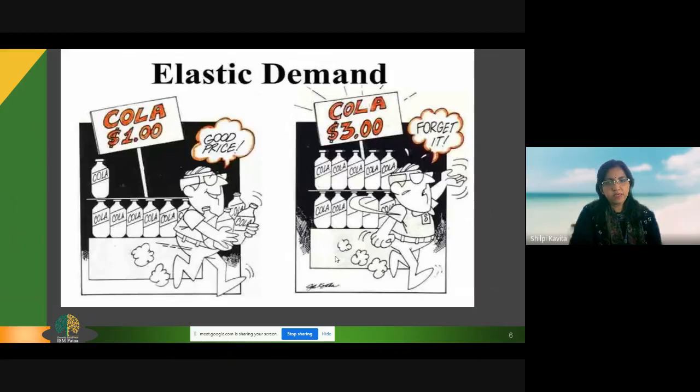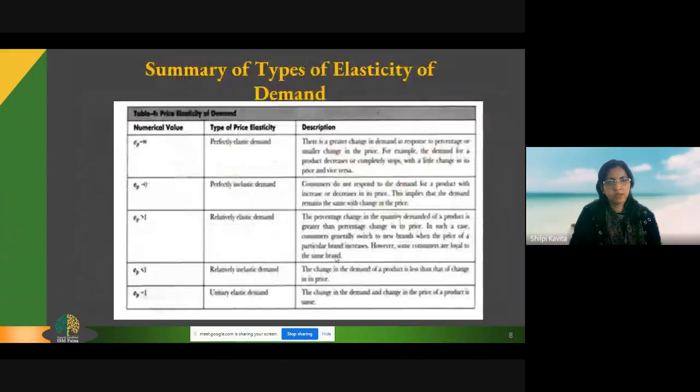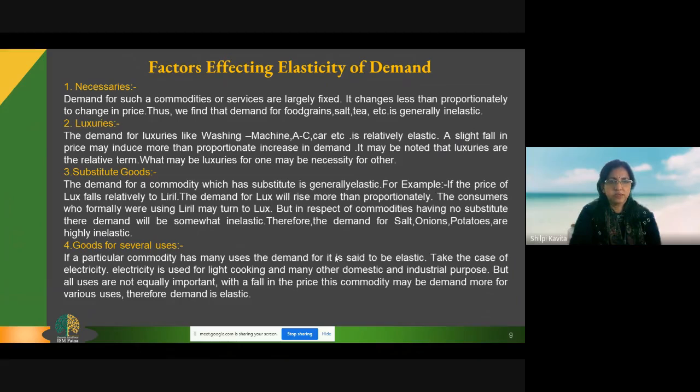The concept of elastic demand and inelastic demand has already been discussed in the previous series: when a price change brings a lot of change in demand, it is called elastic demand. When a price change does not bring much change in demand, it is called inelastic demand. So we all know now about the 5 types of elasticity of demand, their numerical value, and their description. In the previous series, I have discussed it elaborately. In this series, I'll be discussing the factors affecting elasticity of demand.